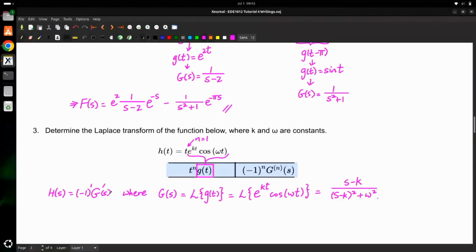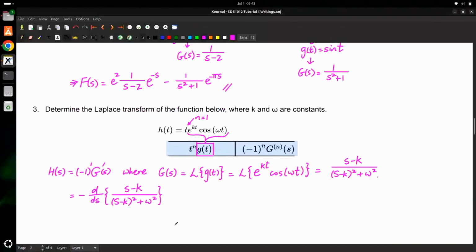Then you just plug the whole thing inside. So it will be minus of d ds. I write it in this form, the derivative form. And then you just plug this whole thing inside. So now you're going to differentiate this function with respect to S. Is that right? So how to differentiate that? Obviously you're going to use the quotient rule. So you need to use the quotient rule, math 1.